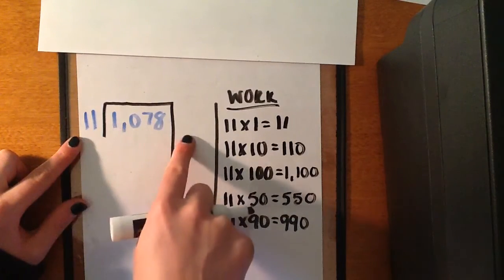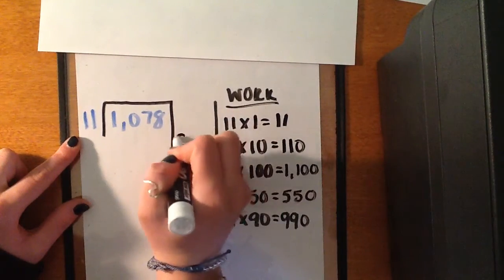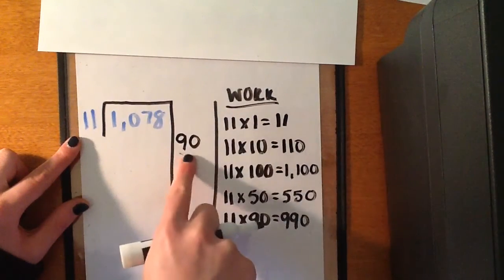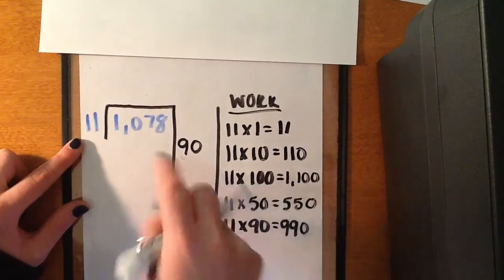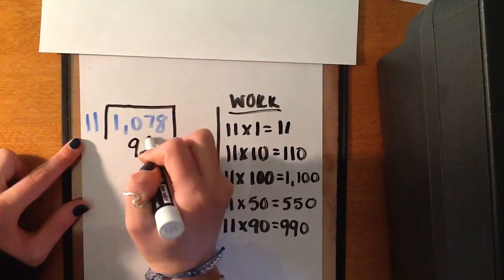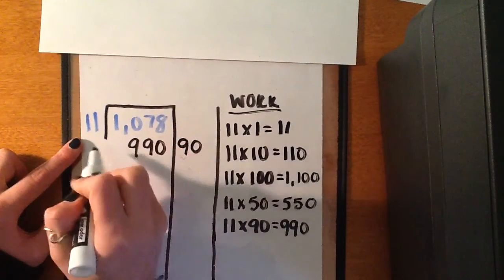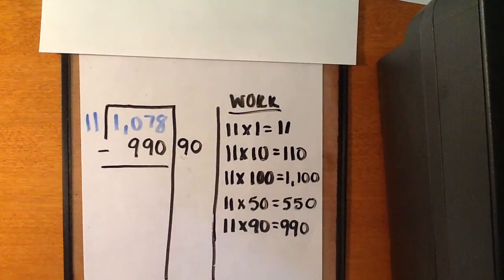11 times 90. It's so important that you write what you're multiplying by in this area right here so that you remember. 11 times 90 is 990. And I'm just going to subtract. So let's see. Take a different color marker.